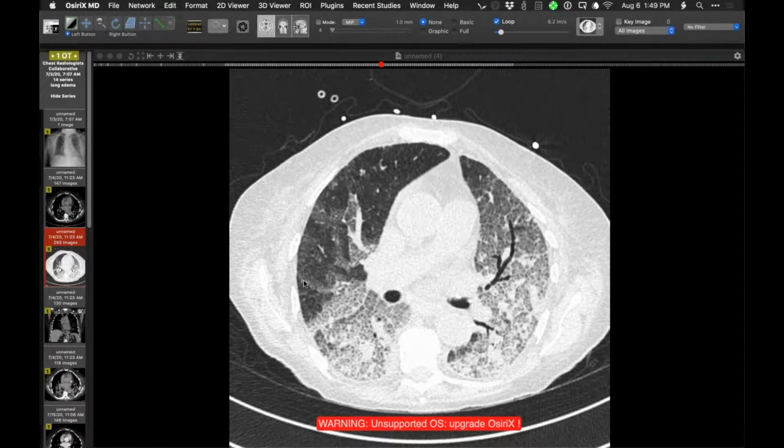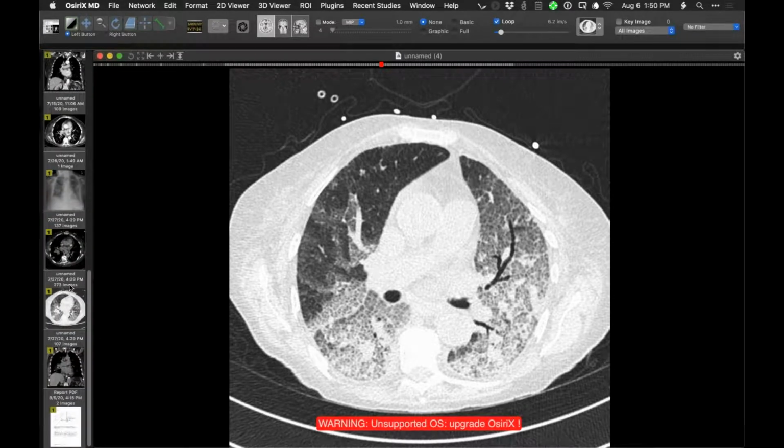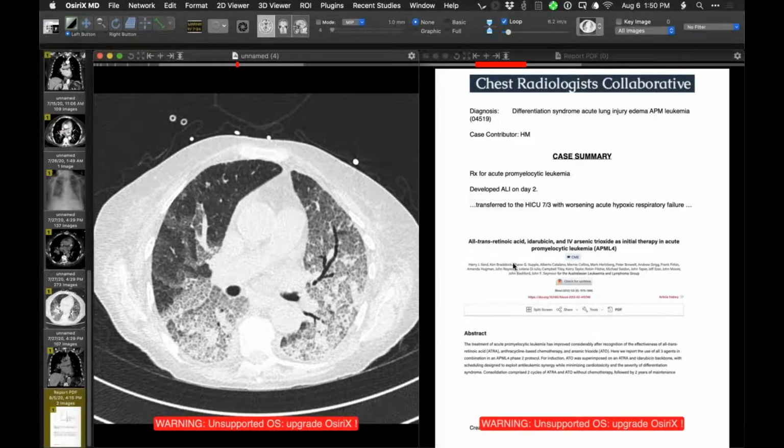So of course, there's a huge differential diagnosis for an acute respiratory illness in a certain context. And the context is really important in coming up with a reasonable explanation. So this is a person that was admitted for acute promyelocytic leukemia. And this is, I think, the second day after the institution of therapy for that condition. And certainly the imaging findings are consistent with acute lung injury edema.